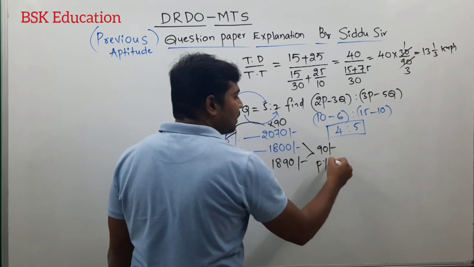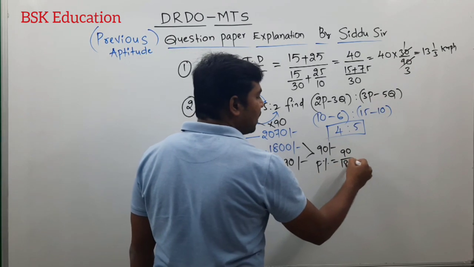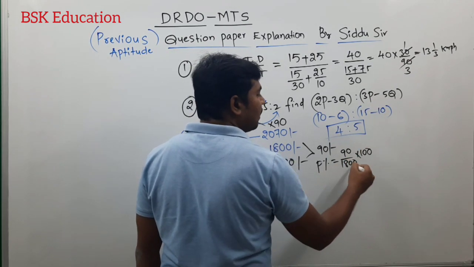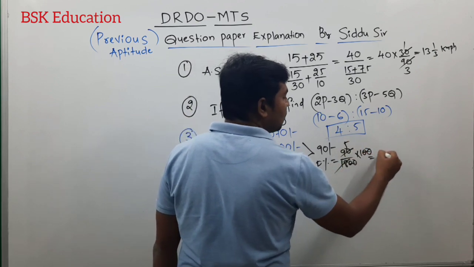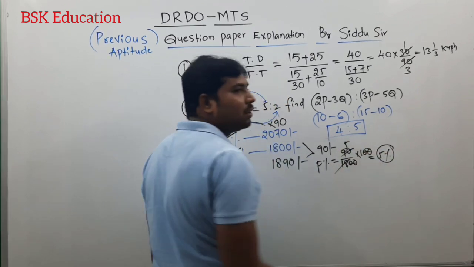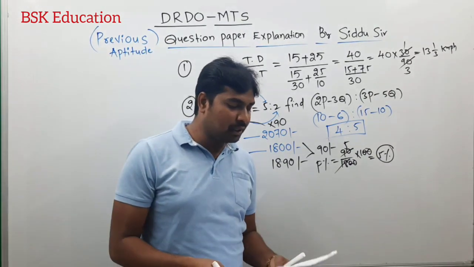So profit percentage is nothing but profit divided by cost price, which is 1800, into 100%. Double zero cancel. So 9 into 5, it is simple, 5%.